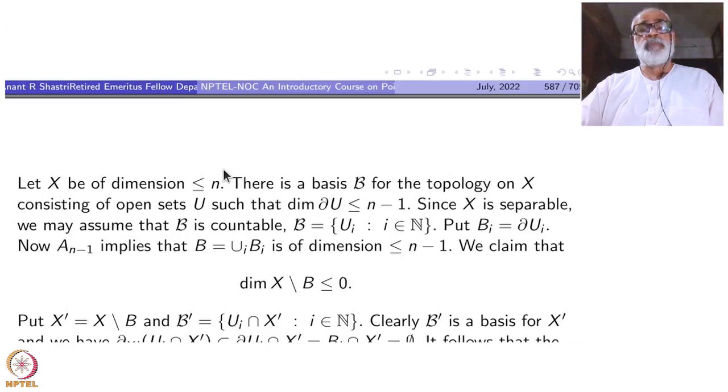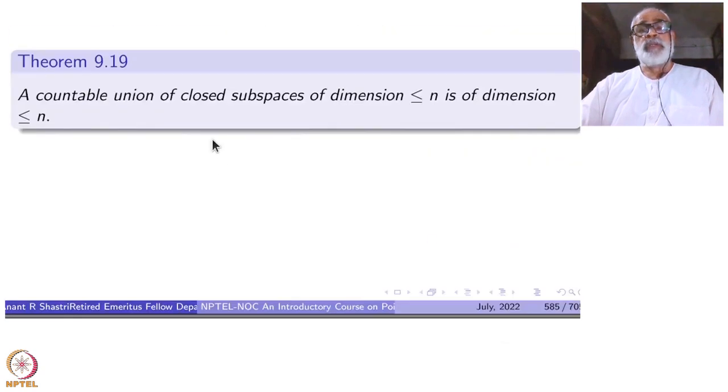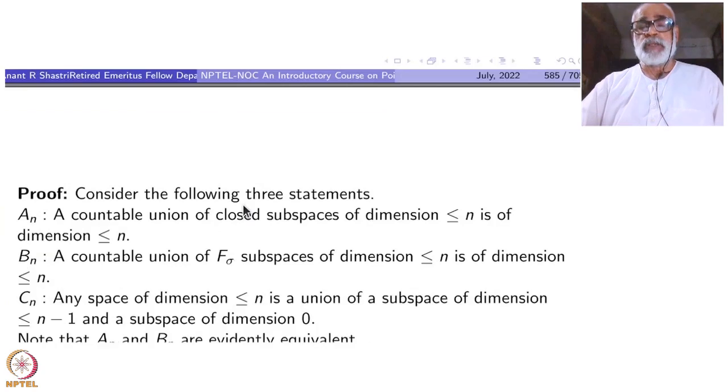Alright. So now I will repeat this theorem. A countable union of closed subspaces of dimension less than or equal to n does not increase the dimension.